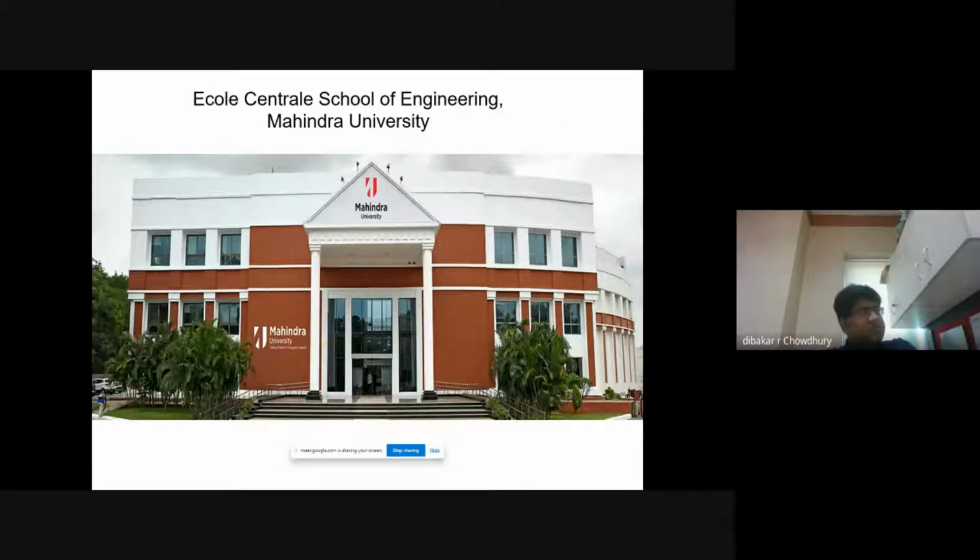This is the front view of our main building, and our labs and offices are in different parts of this main building. Apart from that, we have some other buildings also, and it's spread over 110 acres of land. It's pretty green, and it's a residential campus.